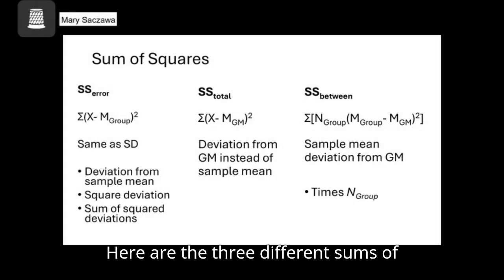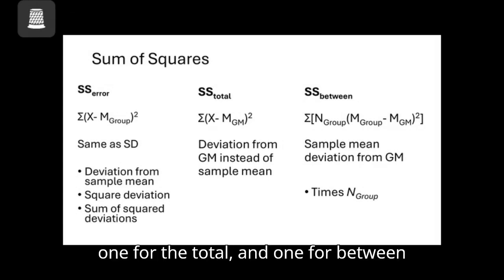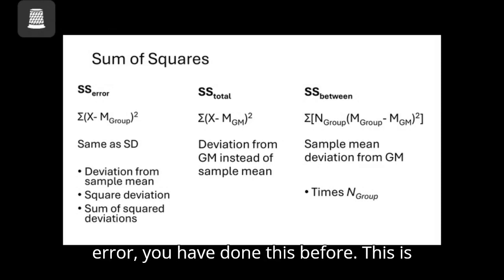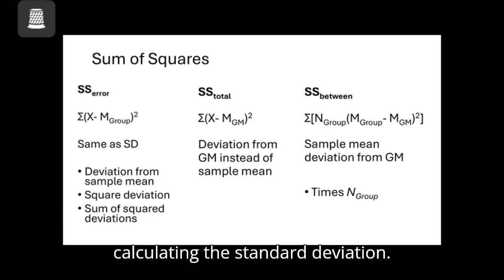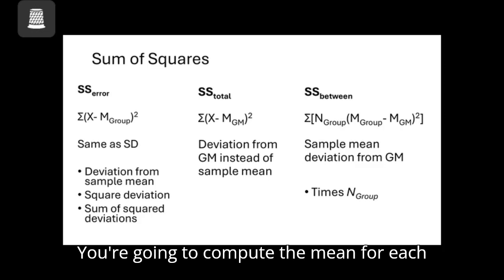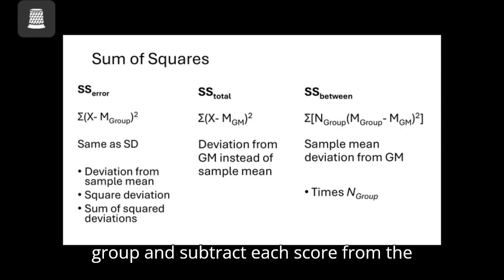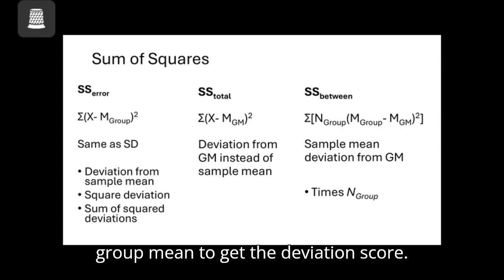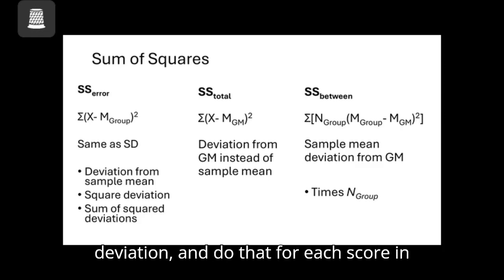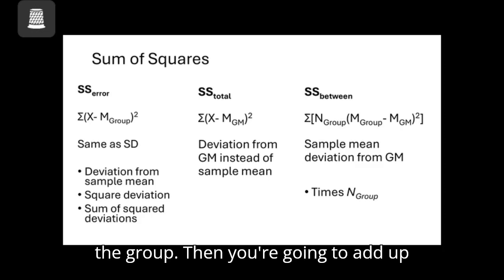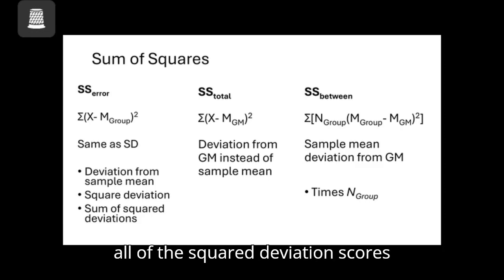Here are the 3 different sums of squares we're going to be calculating. We're going to calculate one for error, one for the total, and one for between the groups. Now, sums of squares for error, you have done this before. This is the same thing as the first few steps for calculating the standard deviation. You're going to compute the mean for each group and subtract each score from the group mean to get the deviation score. Square that to get your squared deviation, and do that for each score in the group. Then you're going to add up all of the squared deviation scores across all of your groups.